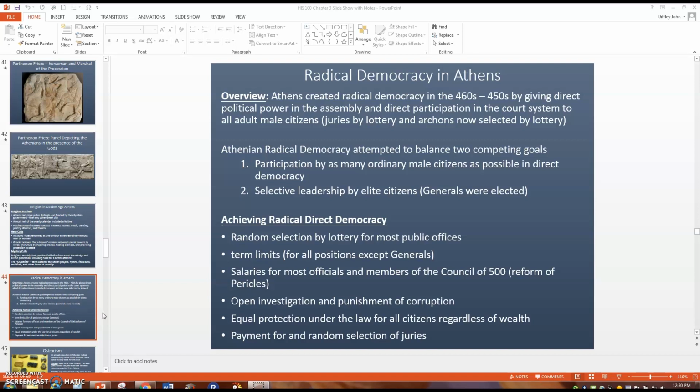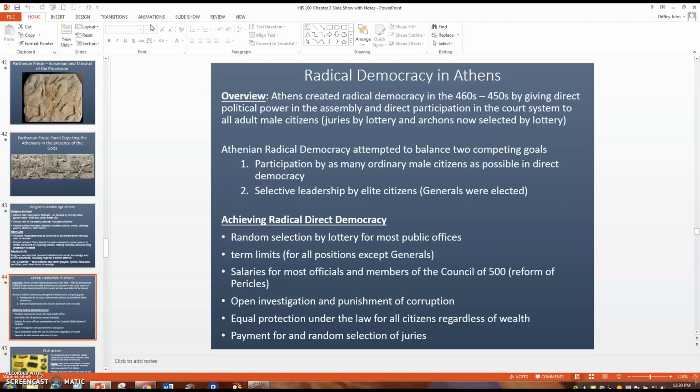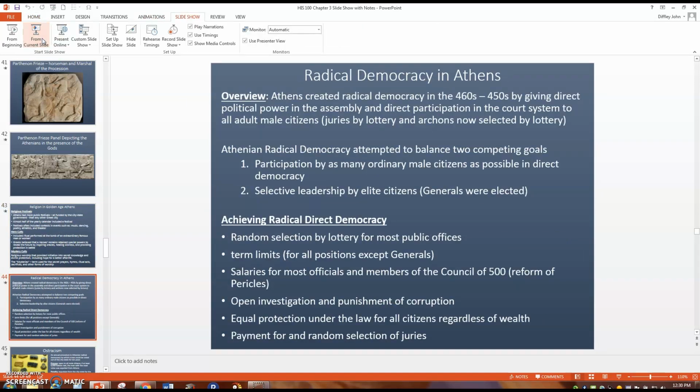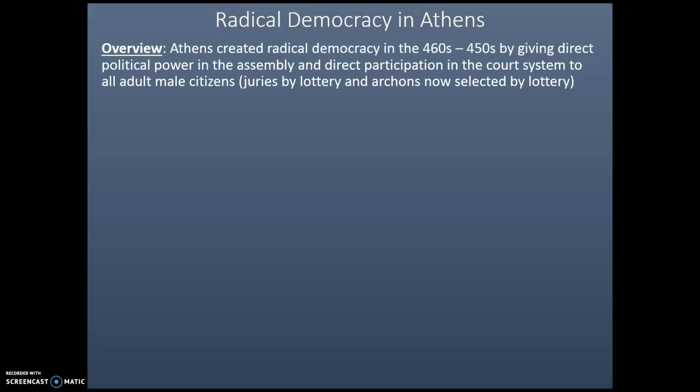This is Part 3. We had just left off with religion in Golden Age Athens, and now we're on radical democracy. All right, so let's jump into this. Overview here. The radical democracy created in the 460s, 450s BCE by giving direct political power in the assembly and direct participation in the court system to all adult male citizens. And so that's what we mean by radical democracy.